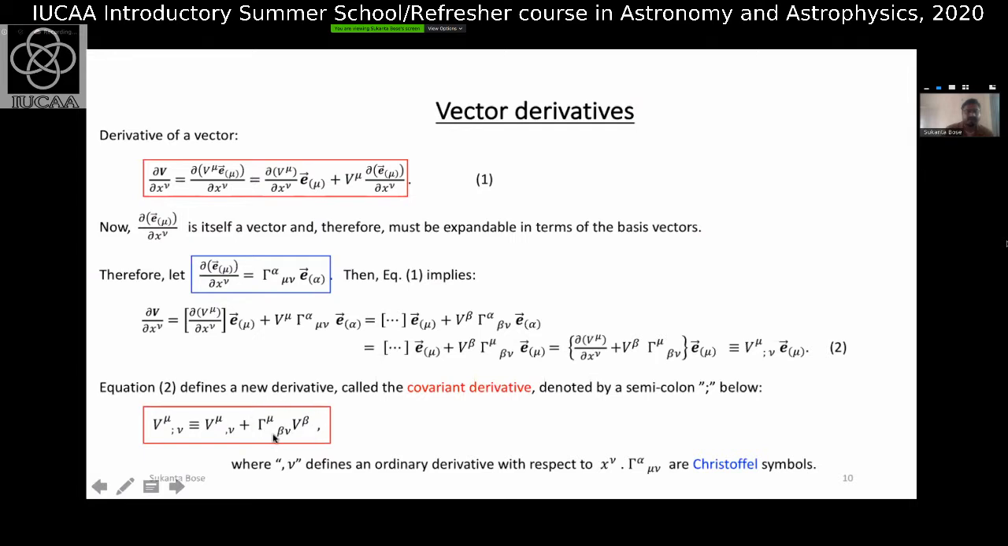Contracted in β. So what we have found is that if you take a vector and take its coordinate derivative, it is nothing but these covariant derivative components v^μ semicolon ν, which can be computed like this in terms of ordinary derivatives and Christoffel symbols, contracted with the basis vectors E_μ, as shown in equation 2.